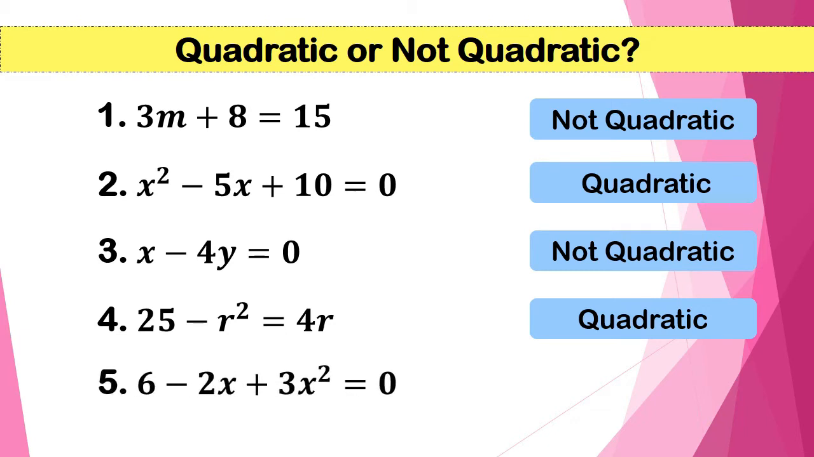Next, number 5. We have here 6 minus 2x plus 3x squared equals 0. And based on the given example, the highest degree that we have here for number 5 is 2. Since the highest degree is 2, we can say that this is a quadratic equation. The same thing kay number 4, hindi nga lang siya written into a standard form. Baligtad lang siya, but still they are the same.